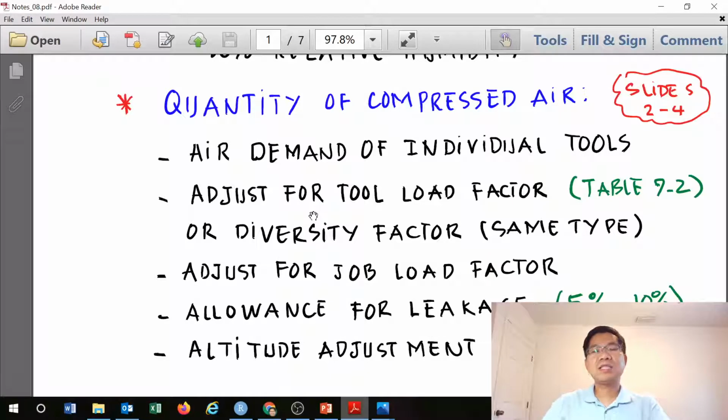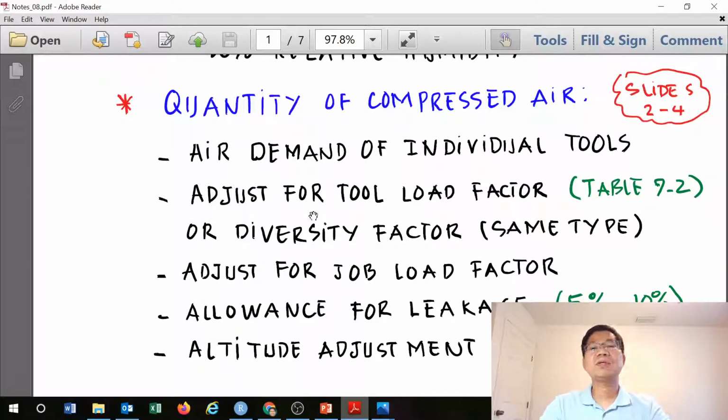First, to determine the volume or quantity of compressed air, we need to know the demand for air for each individual tool, since compressed air is the power source for the tool. This is normally specified for different tool uses, and of course comes from the manual of the tool. And then with that, we need to adjust for the tool load factor, which is table 9.2, which I'm going to present next, and or diversity factors.